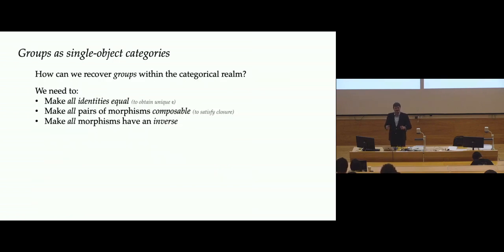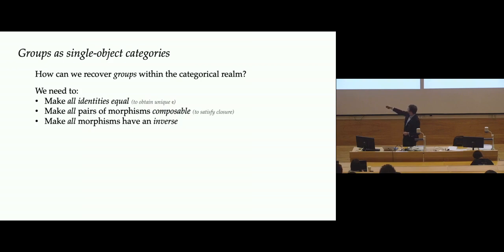Now, let's talk about groups. The object that we looked at time and time again in this course. How do groups look like as categories? So let's think about all of the constraints of groups that we dropped while transitioning from groups to categories. If you remember, groups have exactly one identity, so we need to make somehow all of these identity morphisms exactly the same. And we need to make all pairs of morphisms composable to satisfy closure.